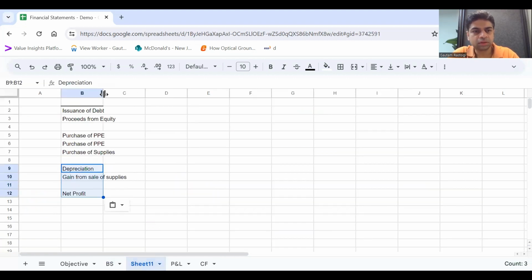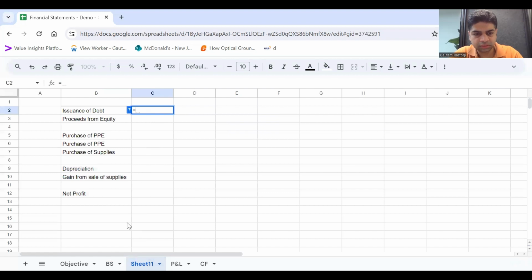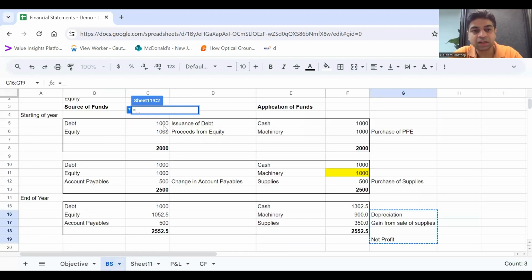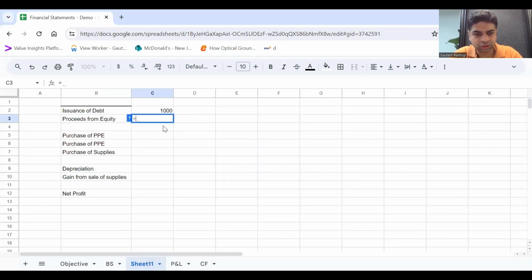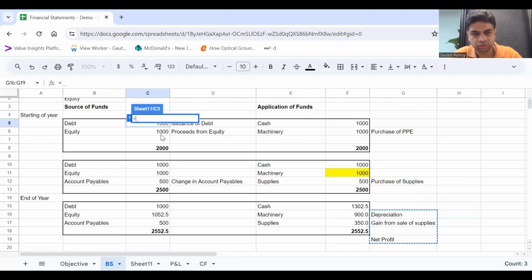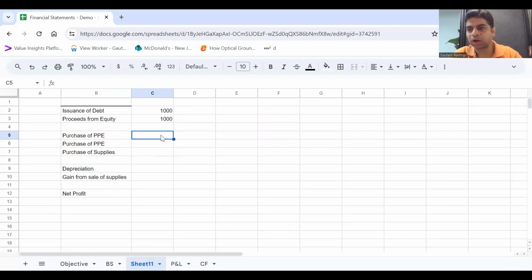All right. Now, what is the issuance of debt? 1,000. This is our source of cash. 2,000 totally is a source of our funds, which in a cash flow statement we call cash flow from financing.